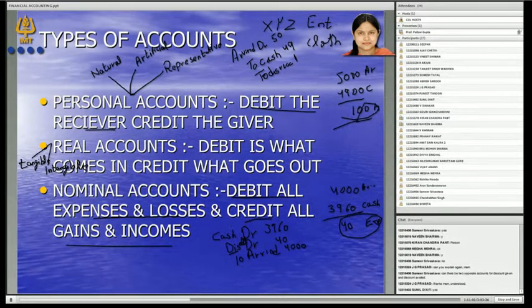Let's come to the 14th entry. Paid for stationery 200, rent 500 and salaries to staff 2000. All the expenses, stationery debit, rent debit, salaries to staff debit, to cash. All the expenses are debited and the payment is by way of cash.